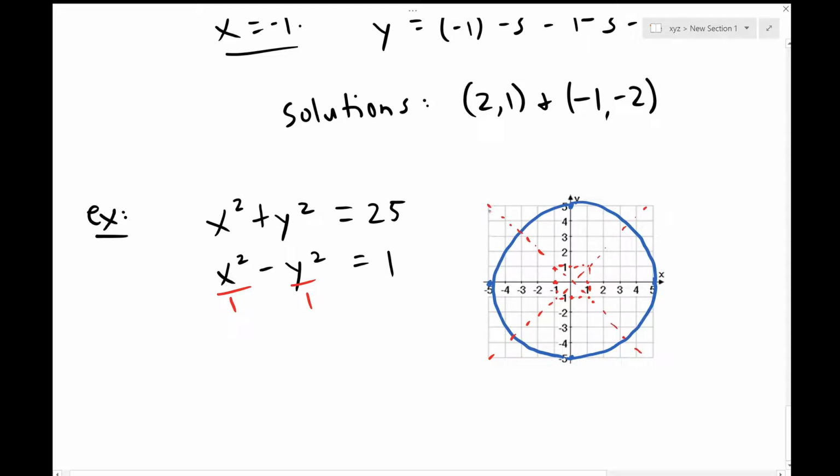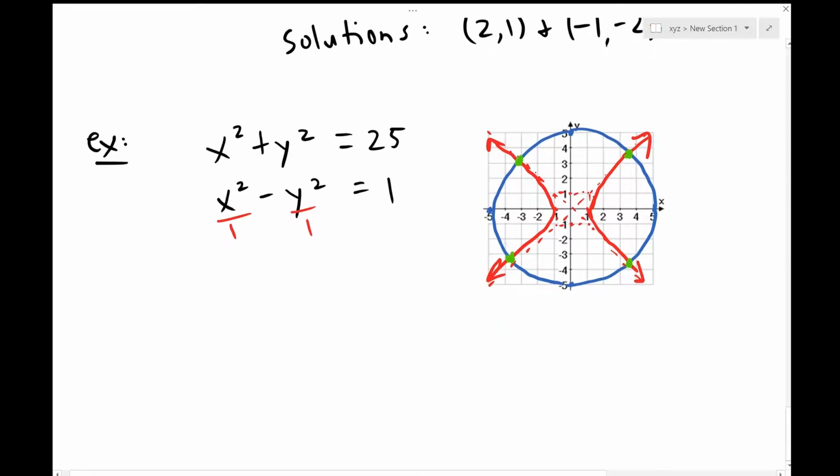And since the x is first in the equation, the two branches of the hyperbola would open in the x direction. They would open left and right, as we see here. So it appears from my graph that I'm looking for 4 points of intersection. There are 4 points where these two graphs intersect each other, one in each quadrant. So let's see if that's what we get.